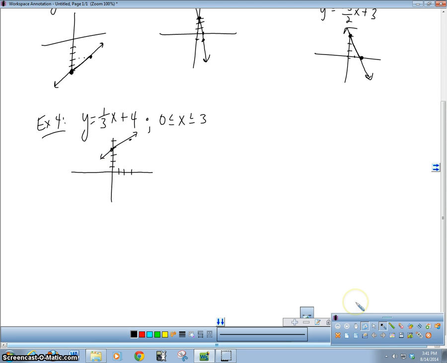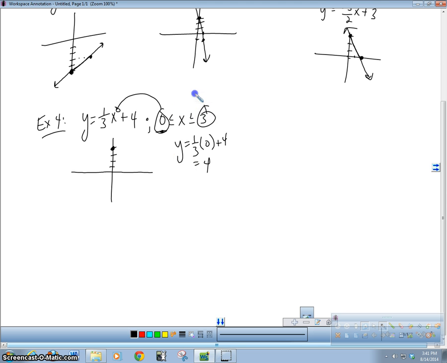But you know what? I don't want to do that. Let's do a simpler method here. Okay? So the simpler method is, here's my x value of 0. I'm going to take that 0 and plug it in there for x. Okay, so I'm going to get y equals 1/3 times 0 plus 4, which is 4. Plot that point.